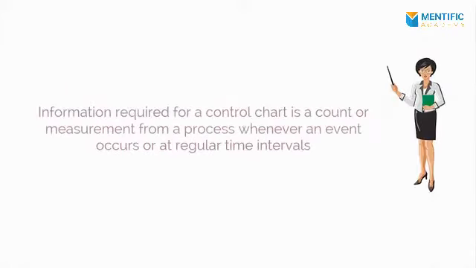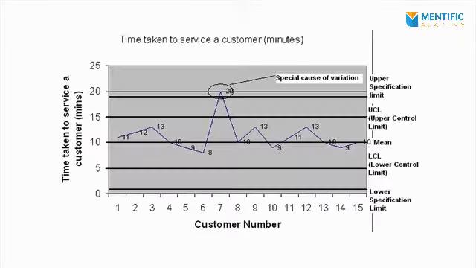There are 3 major components of a control chart: upper control limit, UCL, lower control limit, LCL, and center line, the mean. Information required for a control chart is a count or measurement from a process whenever an event occurs or at regular time intervals. Let's take a look at a sample control chart. Here, the data obtained from a process is plotted on a chart as shown below.